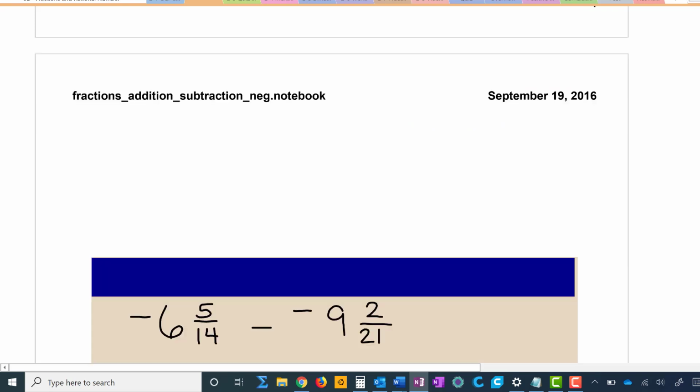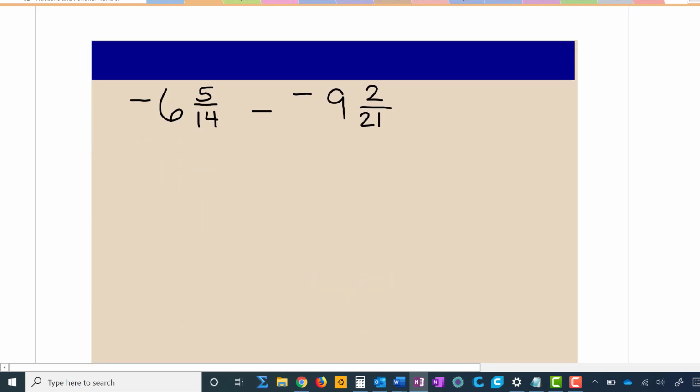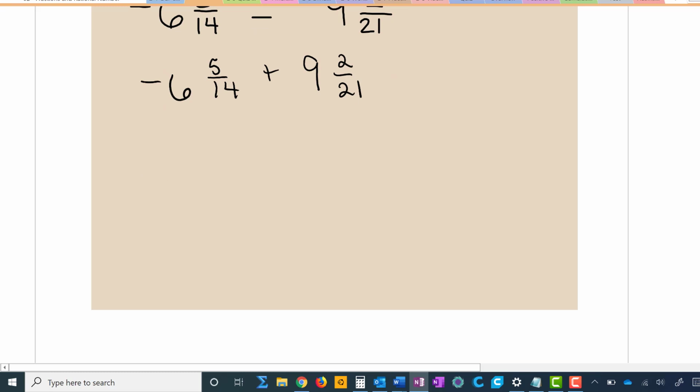Let's keep going. All right, try this one. So for this one, you will end up with negative 6 and 5/14 plus 9 and 2 over 21. We're going to put our 9 and 2 over 21 first. So we end up with 9 and 2 over 21 plus negative 6 and 5/14.